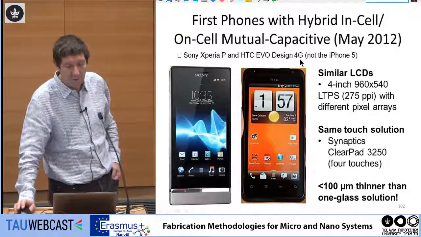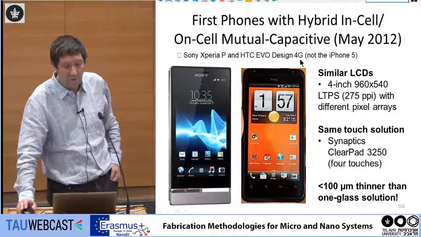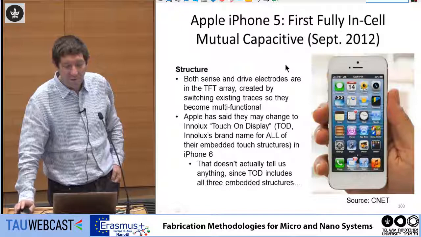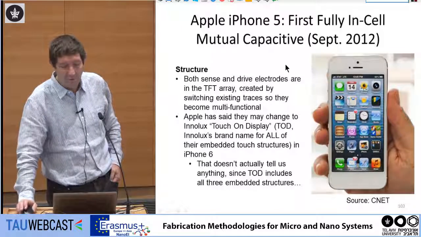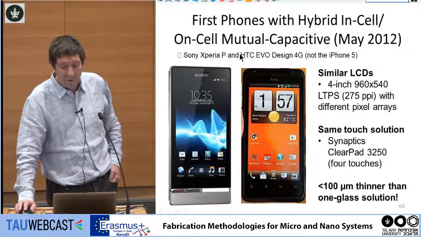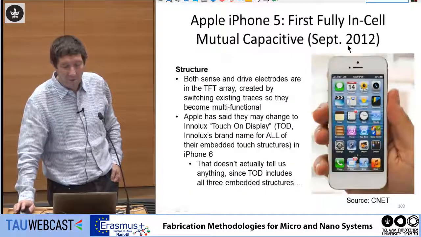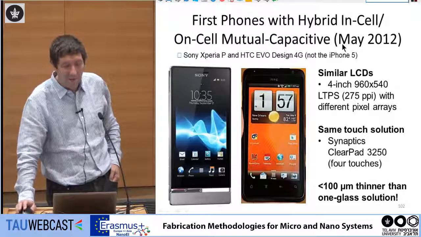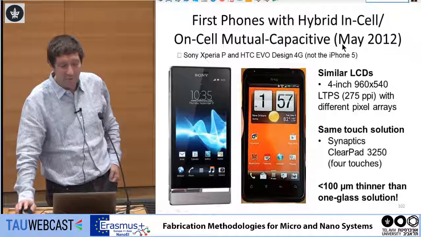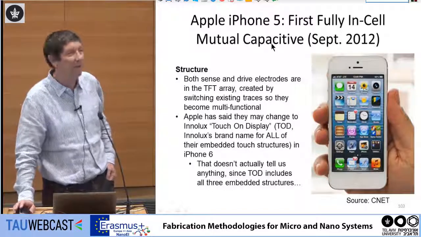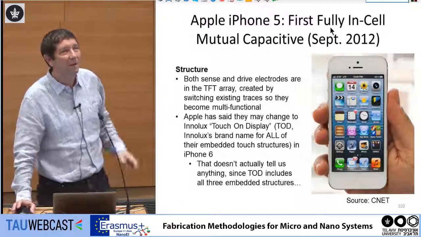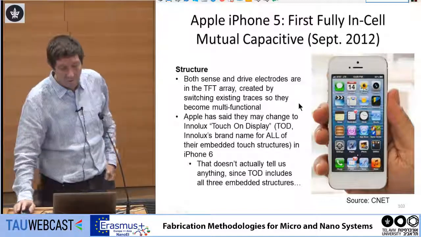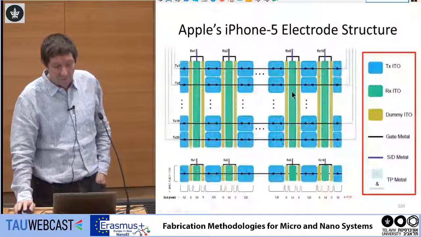It appeared about 5 years ago in two phones, by Sony and the HTC Evo. And the iPhone 5 was the first fully in-cell mutual capacitance, which means everything integrated. By the way, there's an argument, because this appeared March 2012, and this is September 2012. So this is hybrid in-cell, on-cell mutual capacitance, and this was fully in-cell. Everything was integrated on the same screen, not two parts together that you mix. So this is an innovation in iPhone 5.